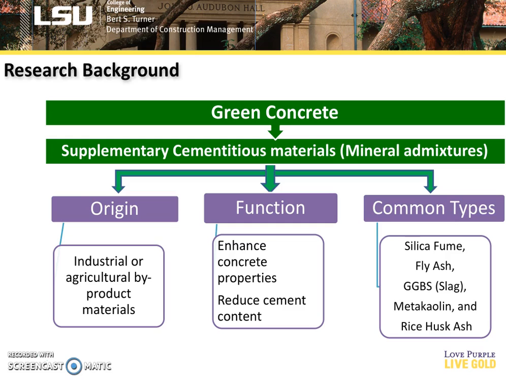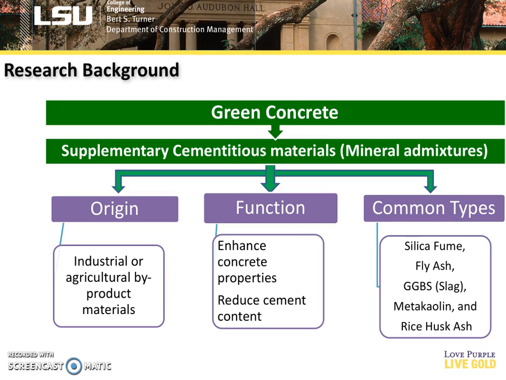Green concrete is an environmentally friendly material and sometimes is called sustainable concrete. One way to develop a sustainable concrete is to replace cement with supplementary cementitious materials or mineral admixtures, which is a common practice in the concrete industry. The origin of these materials is agricultural and industrial byproducts. The function is to improve concrete properties as well as reduce cement content.